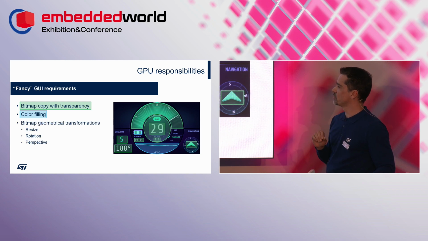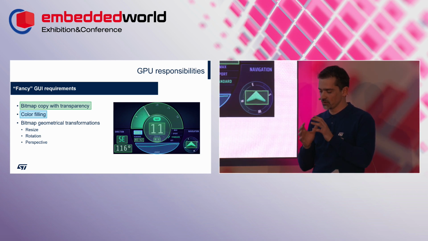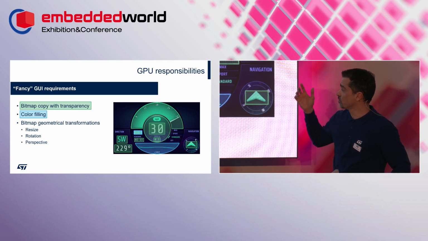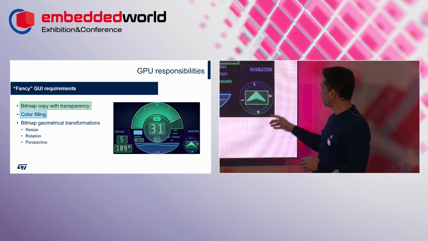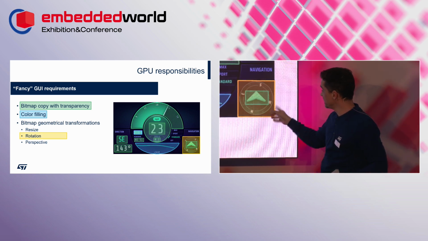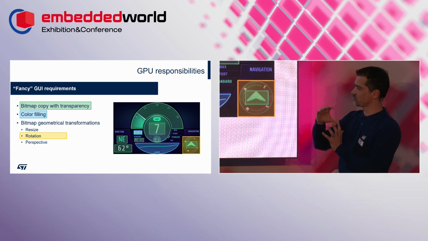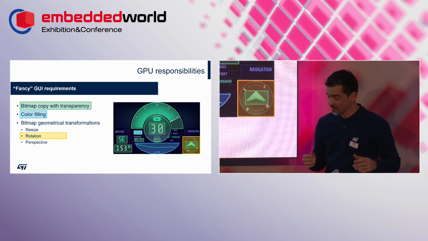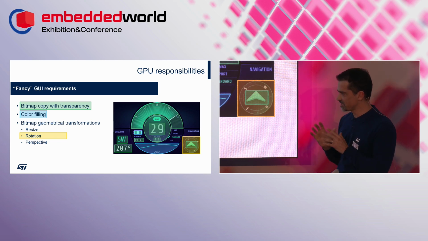And then we come to the interesting part, which is the bitmap geometrical transformation. I was talking about spatial animation. That's what I was referring to. It means resizing, so upscale, downscale. Rotation for this part. This compass is a bitmap that we animate at runtime, depending on the direction we are going. And also perspective, and I will come to that in the next slide. Perspective transformation.